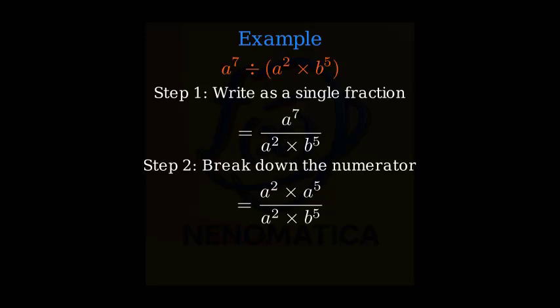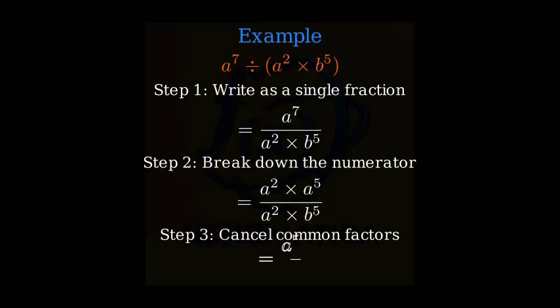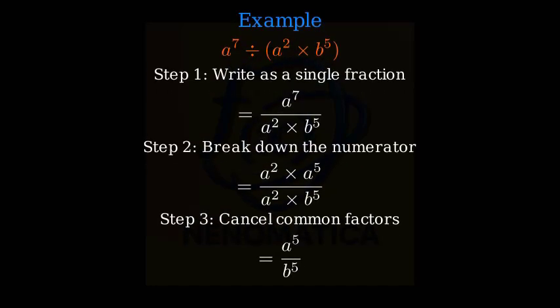In step 3, we can simplify our fraction by canceling the common factor of a squared in both the numerator and denominator. When we do this, we're left with a to the 5th power in the numerator and b to the 5th power in the denominator. Finally, in step 4, we can express this as a single power by recognizing that a to the 5th power divided by b to the 5th power equals the fraction a over b raised to the 5th power. So our final answer is a over b all raised to the 5th power.